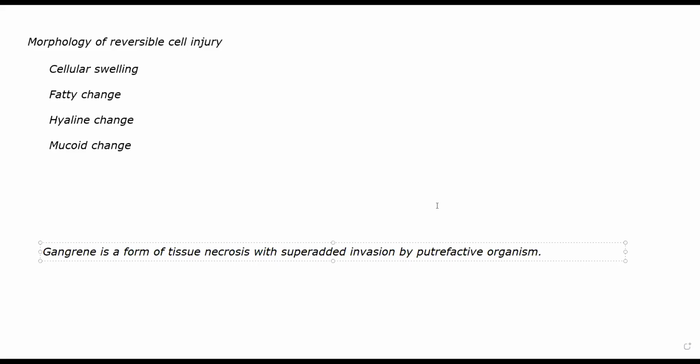Okay, they are anaerobic bacteria or anaerobic organisms that will thrive without the presence of oxygen, and they are putrefactive, meaning they will start producing pus. So gangrene is a special type of necrosis wherein the necrotic tissue is getting infected by a bacteria or by a microorganism, more often than not an anaerobic organism, which is putrefactive.